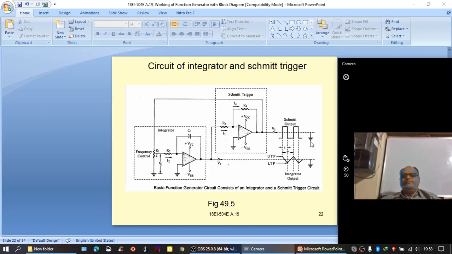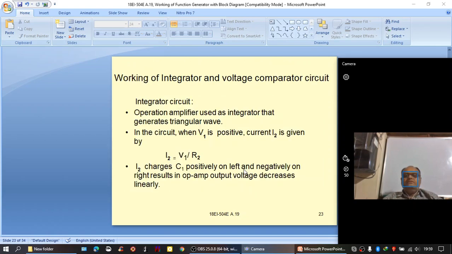Is that clear? So basically, two parts are there. One is the integrator. The second one is the Schmitt trigger. The input to the integrator is taken from the Schmitt trigger, and using a potentiometer, a fraction of that output is applied to the non-inverting terminal of the operational amplifier, the first operational amplifier. Is that clear? Okay, let us see.